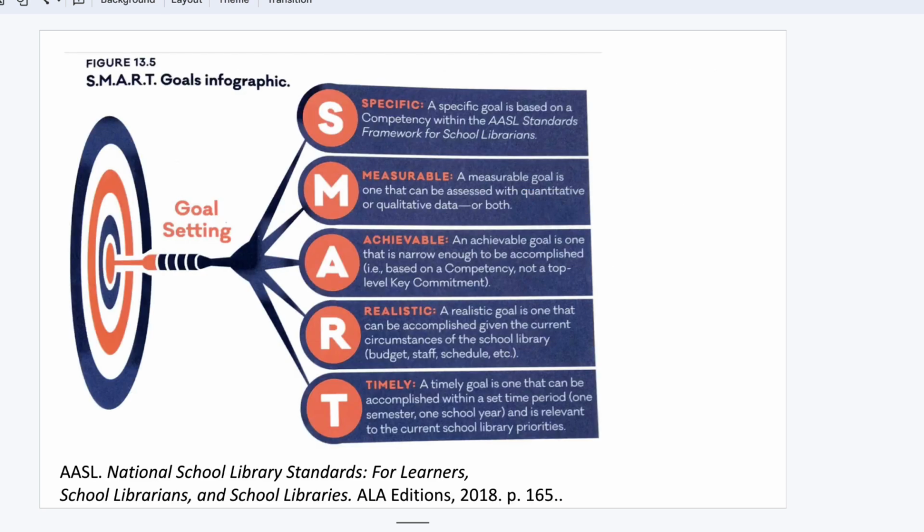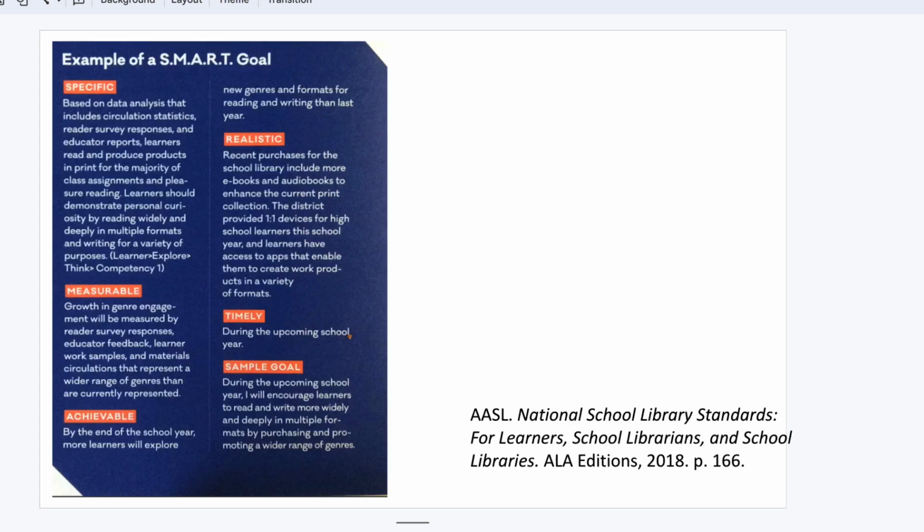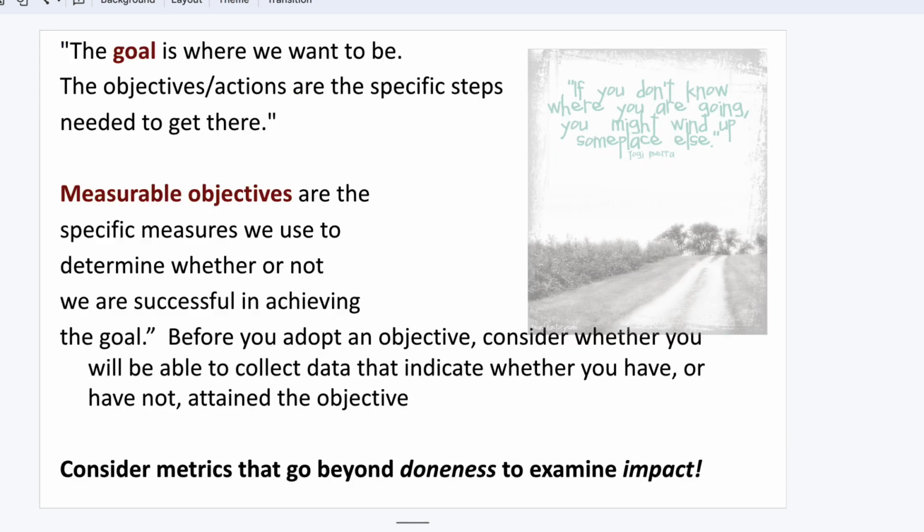You'll notice that in the National Standards book, there is a similar document that describes what SMART goals look like in terms of a school or a school library. And you'll see examples on page 166 of the building of a SMART goal. The goal is where we want to be. The objectives and the actions that you write under them are the specific steps that we need to get there. The measurable objectives that are usually in the right column are the specific measures we use to determine whether or not we're successful in achieving the goal.